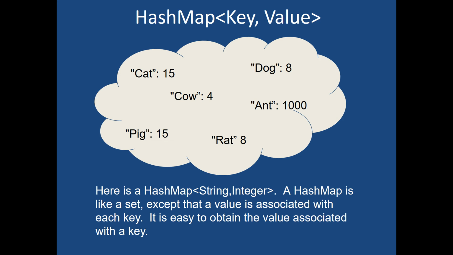So in this map, cat is mapped to 15, cow is mapped to 4. So maybe we have a farm and we got to keep track of how much of each animal we have. So we have 15 cats, 8 dogs, 4 cows, and so on. So that's a map. What's a map in real life? Can you think of an example of a map like this in real life?